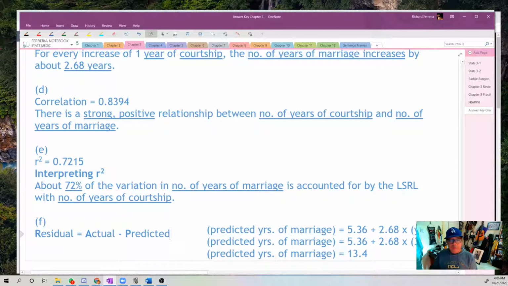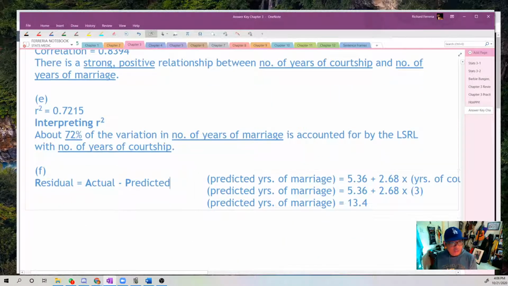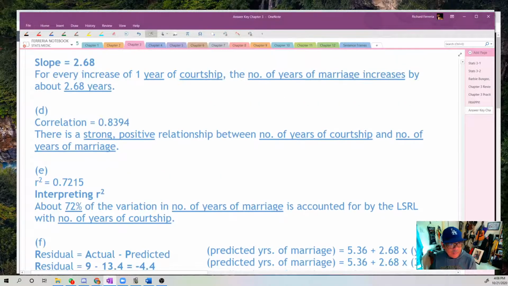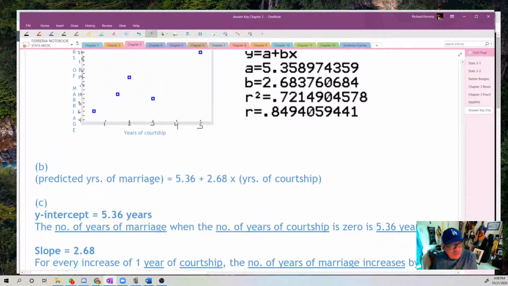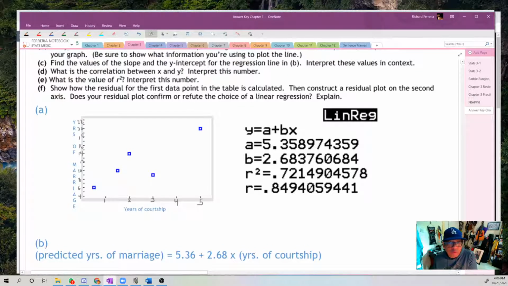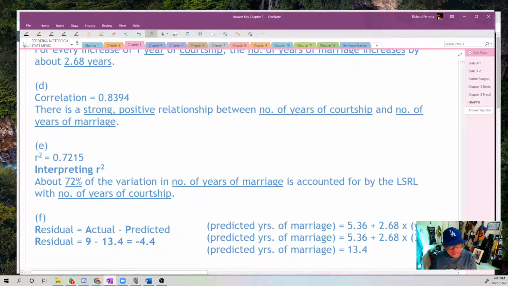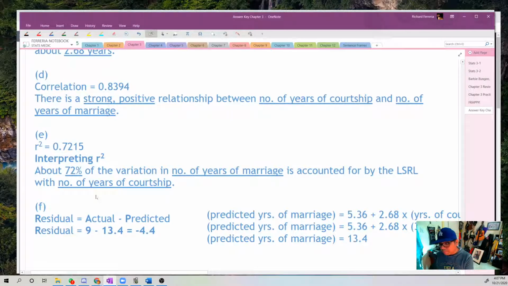Okay, running through the regression equation, we get a number of predicted years of marriage is 13.4, and that means our actual is 9. Our predicted is 13.4, giving us a residual of negative 4.4. Great, negative 4.4 is our residual. And next we're going to construct the residual plot. Let's take a look at that on the TI.